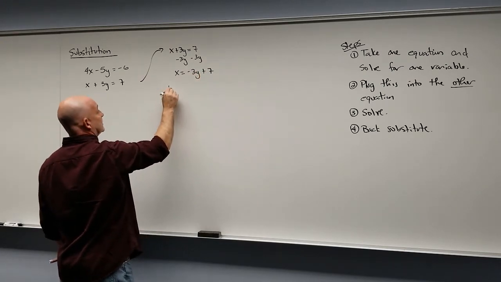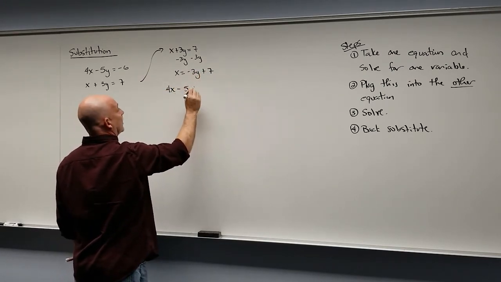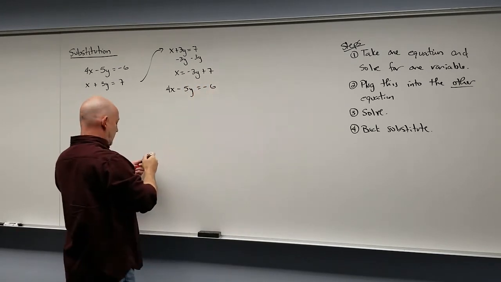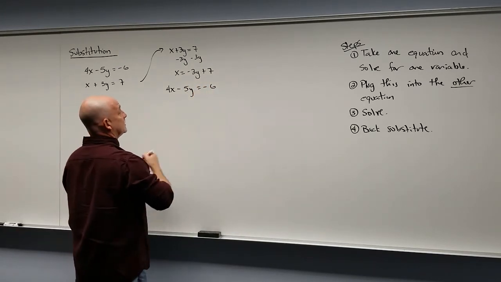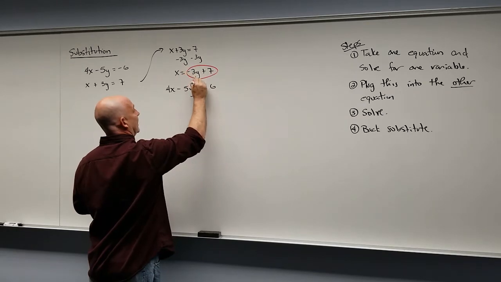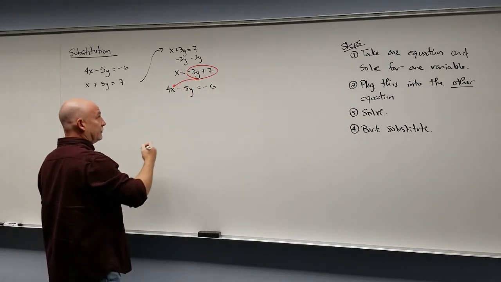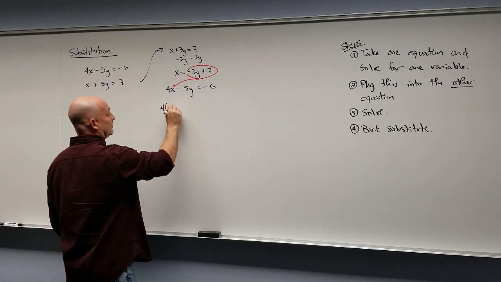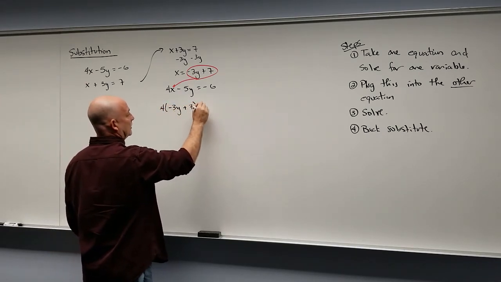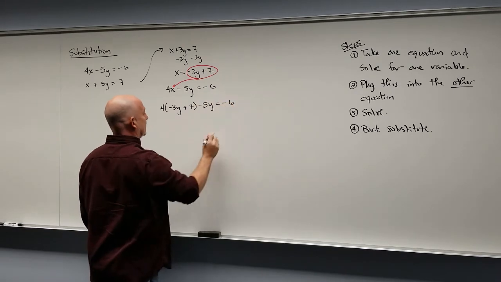We need to plug this into the other equation. So that's our other equation, so we're going to replace x with all of that. So that goes in the place of the x. Make sure that you're using parentheses here. So we have 4 times (negative 3y plus 7) minus 5y is equal to negative 6.